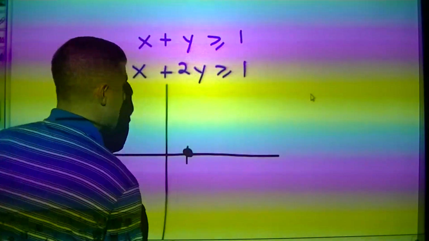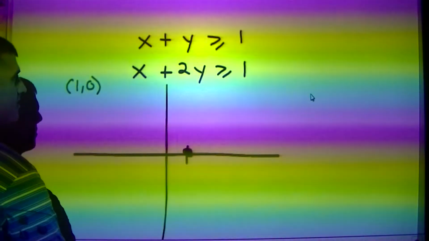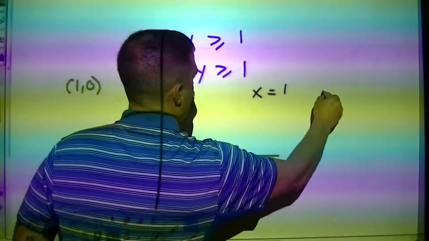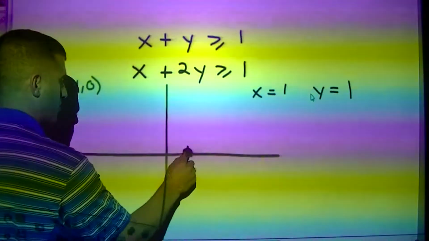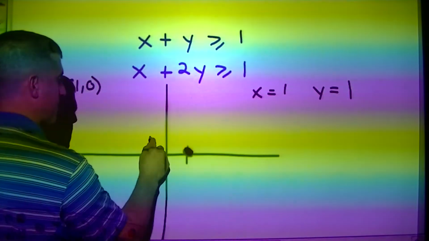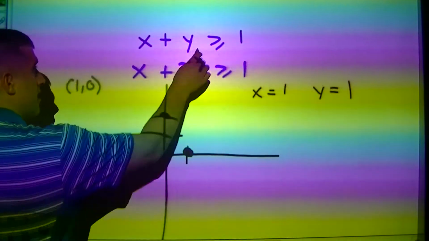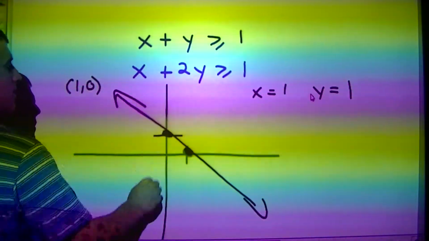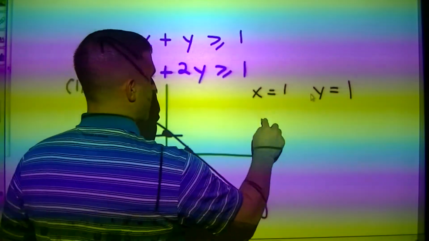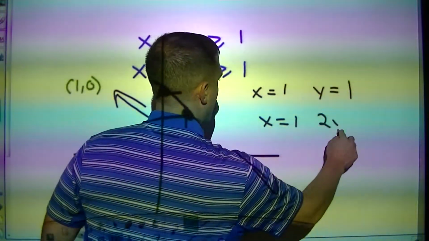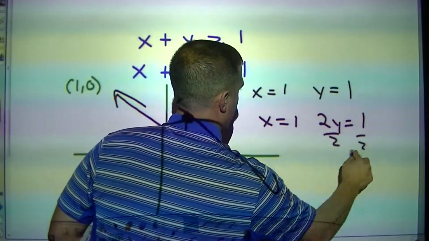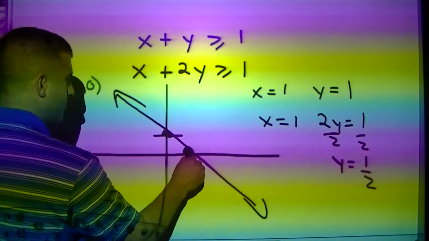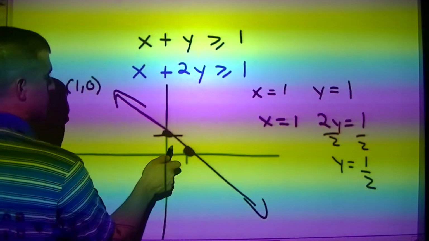Everything else is going to be graphing that line. To graph those, the first is going to be x equals 1 and y equals 1. It happens to be that same point. Since it's greater than or equal to, it's going to be a solid line all the way through. The second one to graph is x equals 1, 2y equals 1. If I divide by 2, I get y equals a half. So I've got x equals 1, y equals a half.